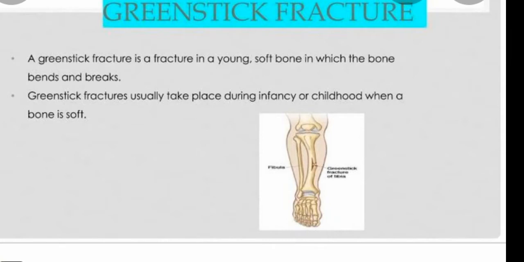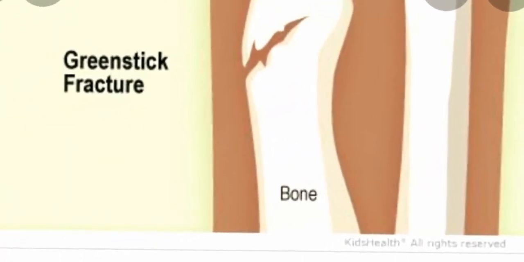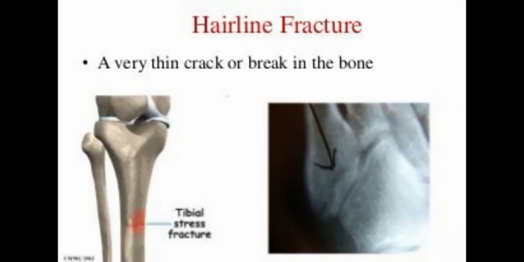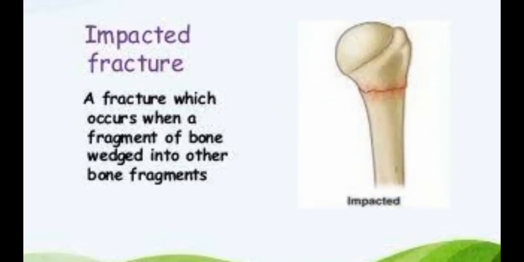Our third type is greenstick fracture. It is a fracture in a young soft bone. The previous one is in the aged, and this one is in young soft bone. This one is the diagram of the greenstick. Another type is hairline fracture. It is a very thin crack or break in a bone. You can see a tibial stress fracture.